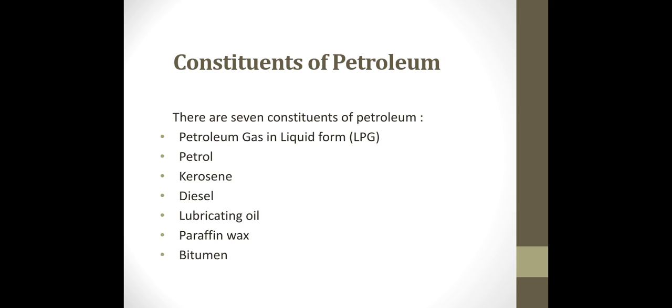Now let us see about the constituents of petrol. So we have already seen there are 7 constituents of petroleum: petroleum gas in liquid form that we call LPG, then petrol, kerosene, diesel, lubricating oil, paraffin wax, bitumen. All these are constituents of petrol. Now in the coming slides we will see it in a deeper way.